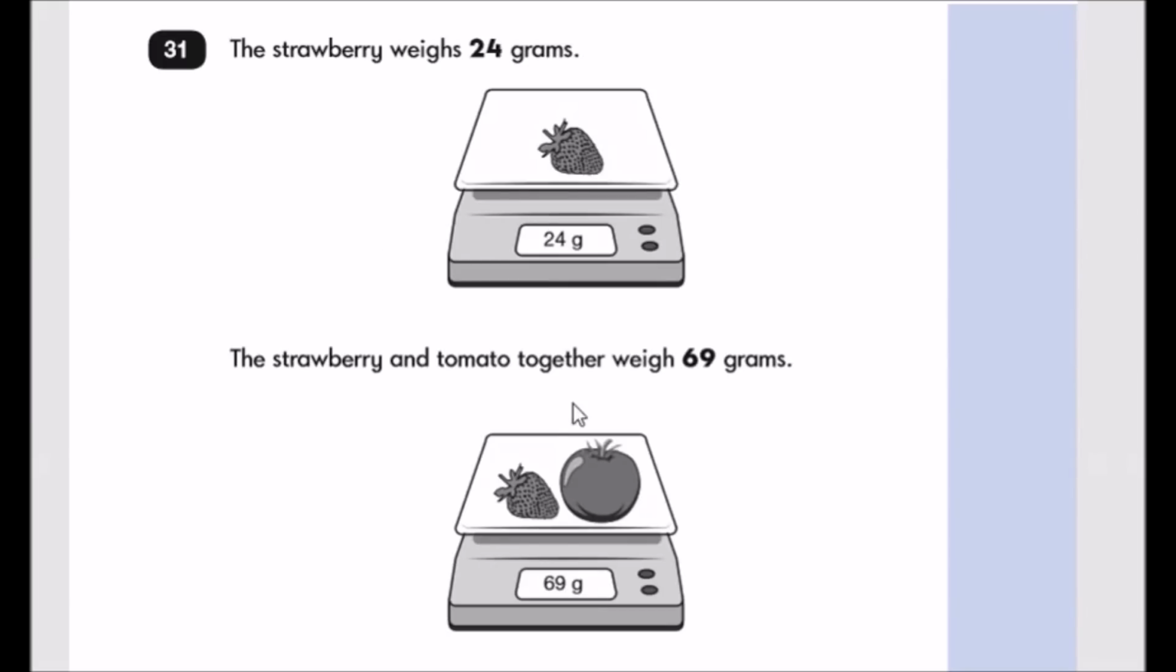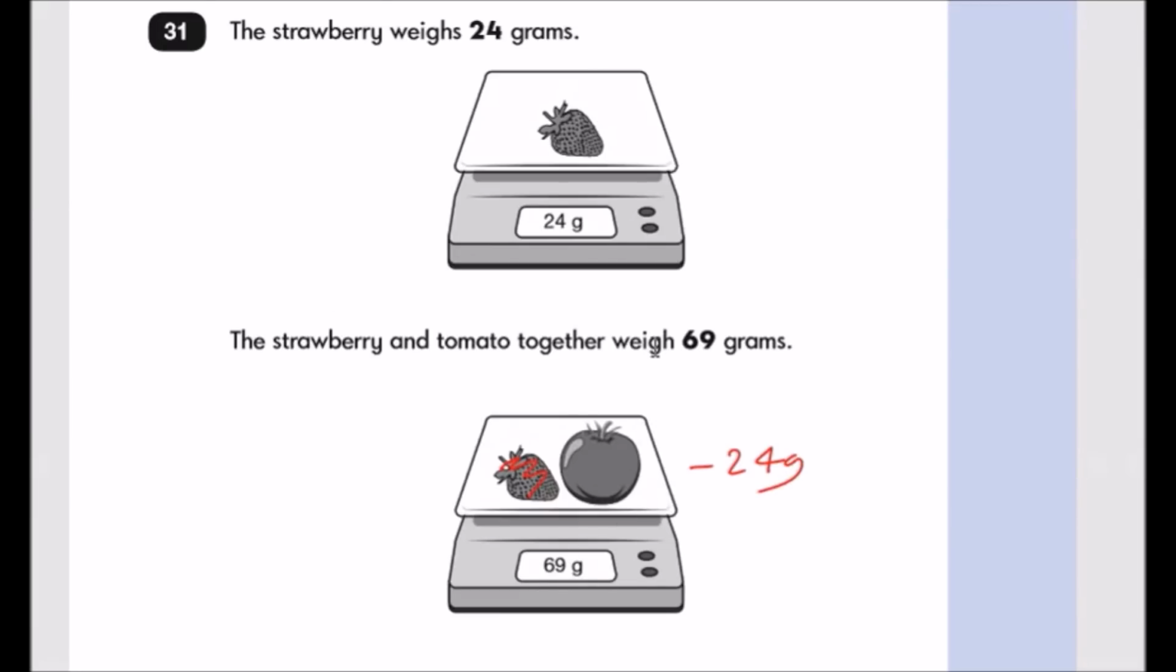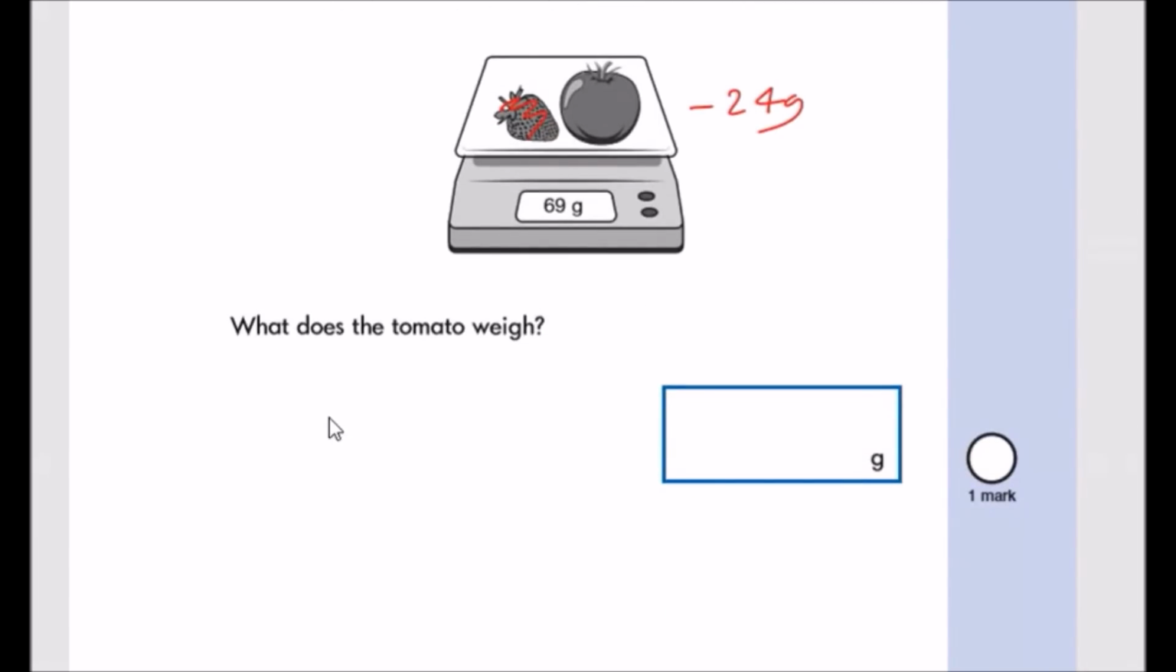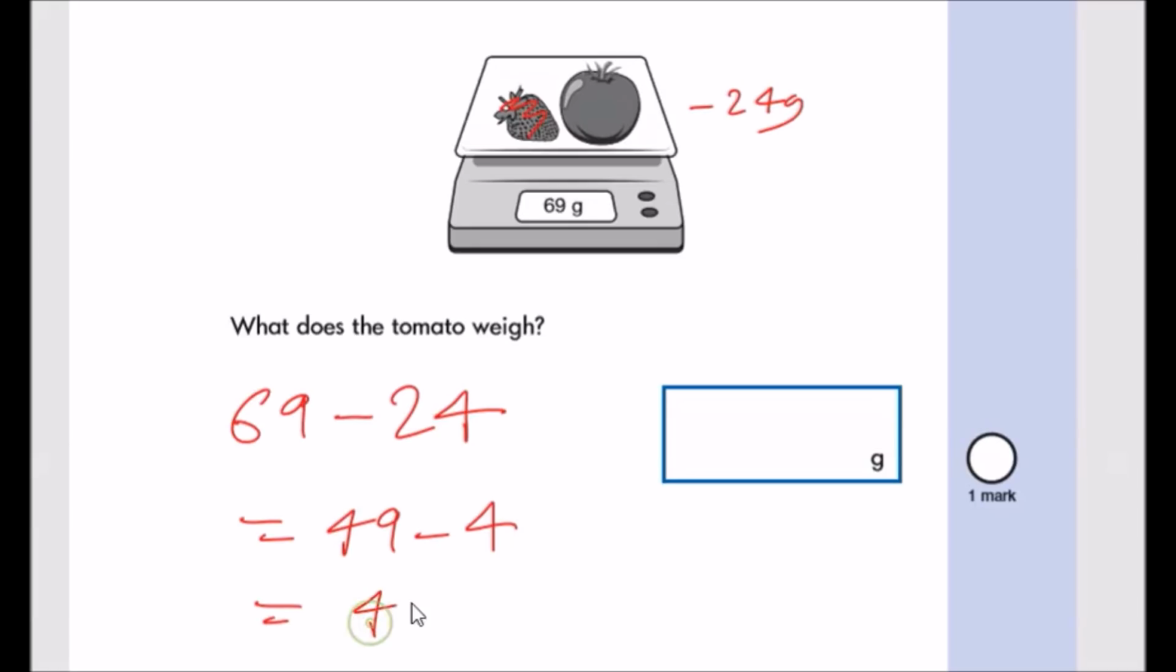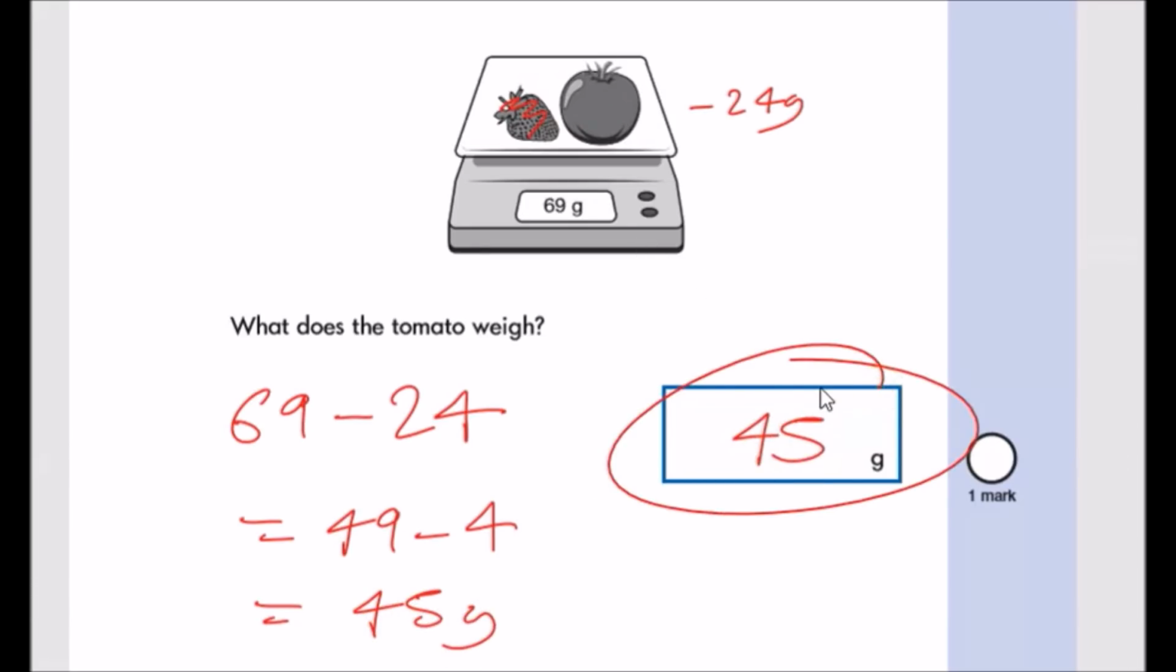So if we just took off this strawberry, then this would be 24 grams less. So let's work out 69 take away 24 grams, and then we've got it. So 69 grams take away 24. So take 2 tens away, you're left with 49. And then take 4 away, you're left with exactly 45 grams. So the tomato must weigh 45 grams.